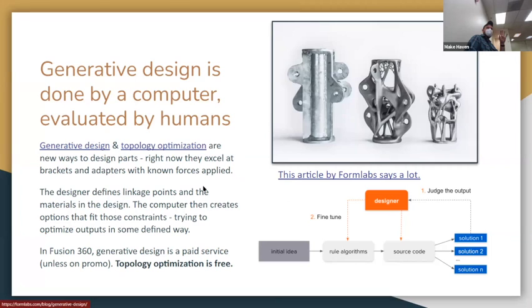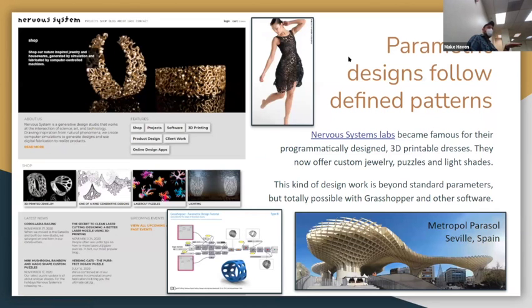Formlabs says a lot about it. You can read a lot more if you want to. Here's a really cool high-end piece of design work. Nervous System Labs is fascinating. It's a parametric design company where you can download and then 3D print a dress.